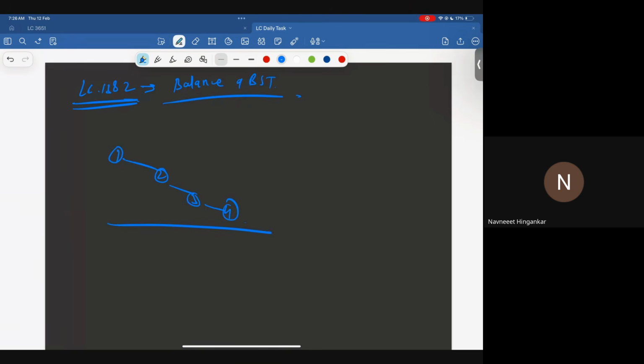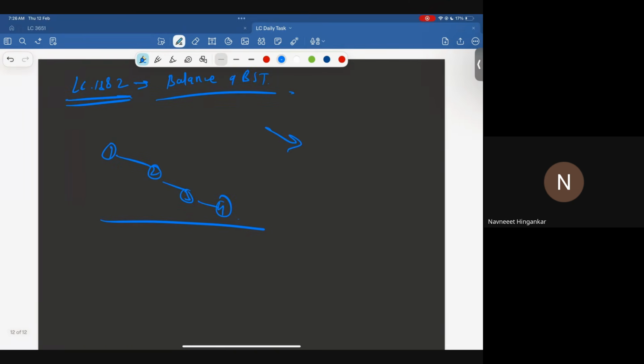There are multiple ways to solve this task. You are given 1, 2, 3, 4, and you need to find a balanced binary search tree. A binary search tree means that if you move towards the right, that value should be greater than its parent value. So the right child should be greater than the value of the parent, and the left child should be less than or equal to the parent.